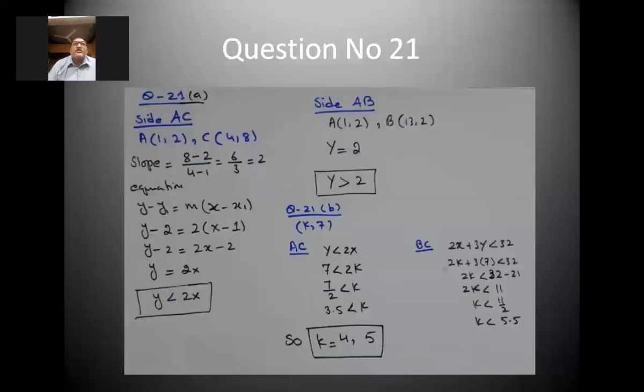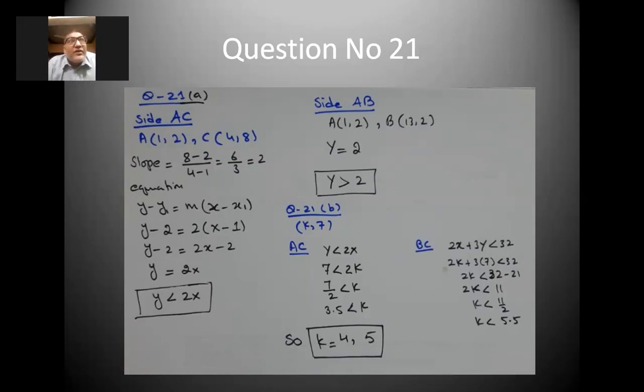Okay. So question number 21, if you want to find out the equation of the line AC, just note down the two points on that line. A coordinates are 1, 2, C coordinates are 4, 8. First of all, I will find the slope or the gradient of the AC line. That will be y2 minus y1 divided by x2 minus x1. It will be 8 minus 2 divided by 4 minus 1. That will be 6 divided by 3. That will be 2. So the slope of the AC is 2.